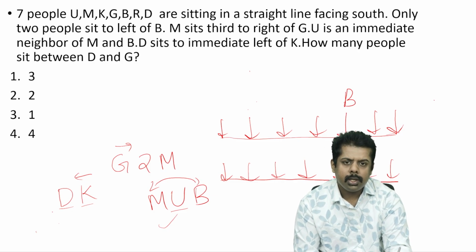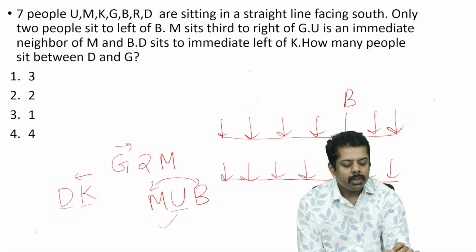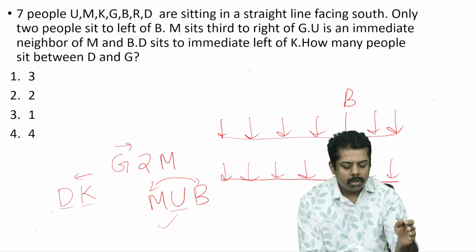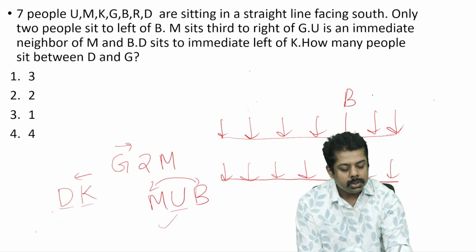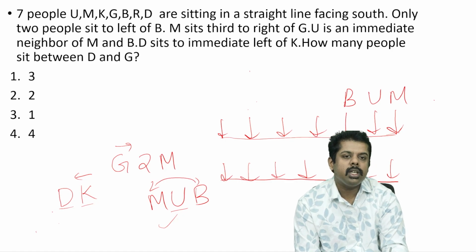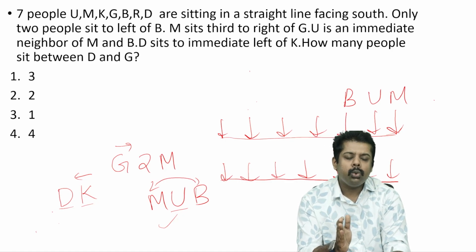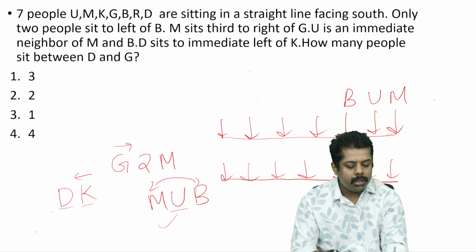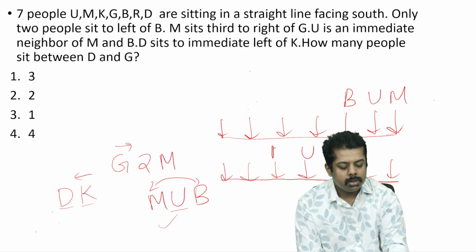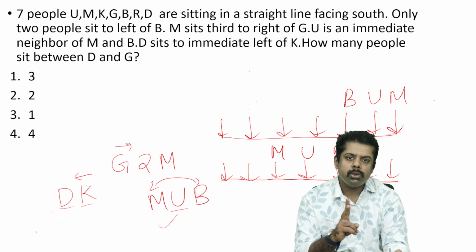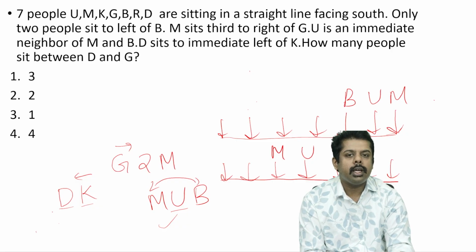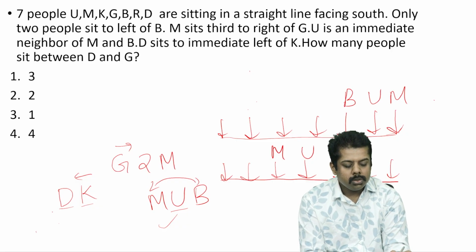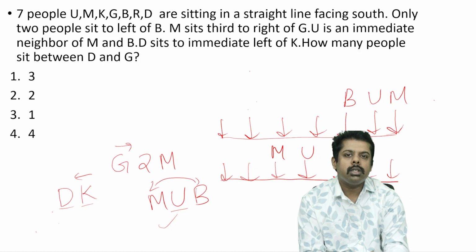What all scenarios are there? So one option is that we can place U and M to the left of B. So this is a scenario. Otherwise, we can place U and M to the right of B as well in this scenario. So these two options are valid. So we have taken that as separate cases. Now we can try and connect the other points that are given. So they have given a point that M sits third to the right of G.